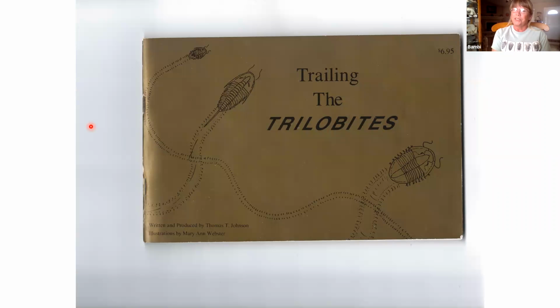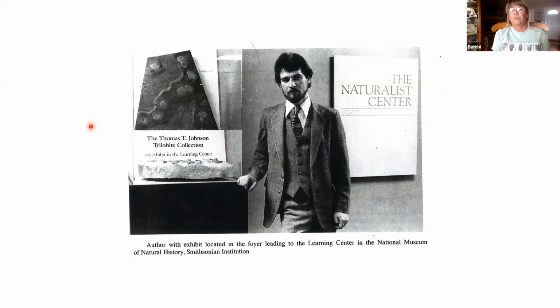Most of my information comes from a book called Trailing the Trilobites by Thomas Johnson. Tom is a friend of mine. He's written about 5 trilobite books now. He is from Cincinnati, and I'll show you a picture of him here back in the 80s. Tom discovered the largest trilobite in North America just outside the Cincinnati area. It was 2 feet by 18 inches, an isotelus, the largest ever found in the States.